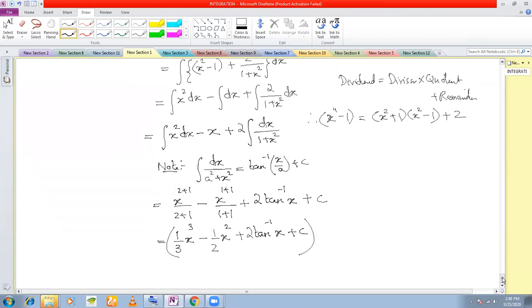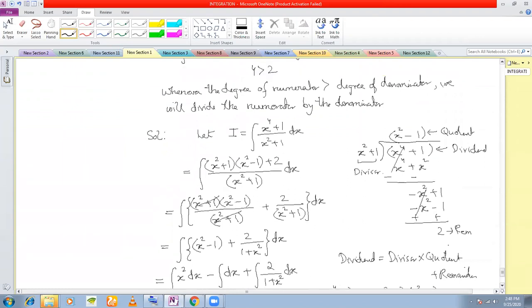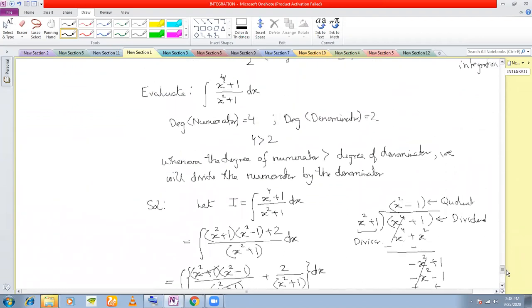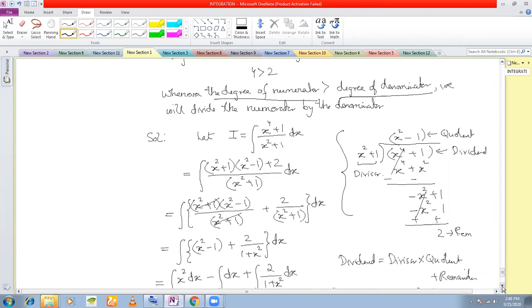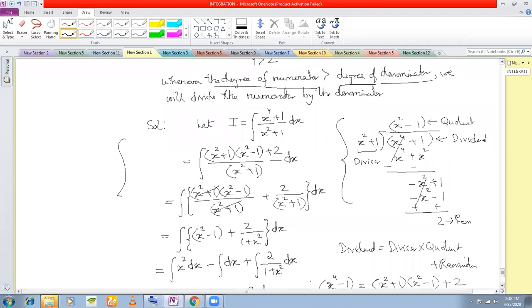So what I mean to say here is that whenever you get this kind of an integration where the degree of the numerator is greater than the degree of the denominator, you will divide directly in this manner. Okay, sir. And then proceed.